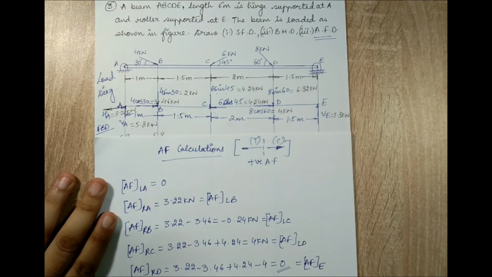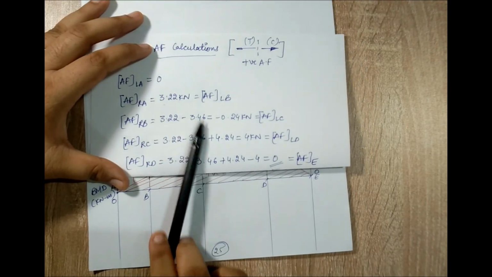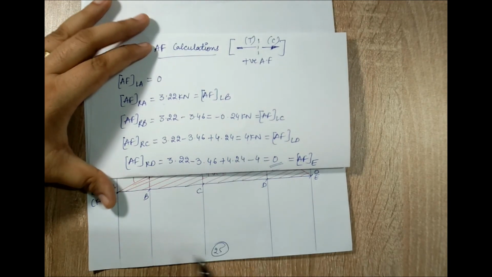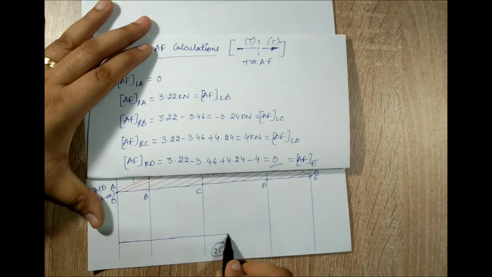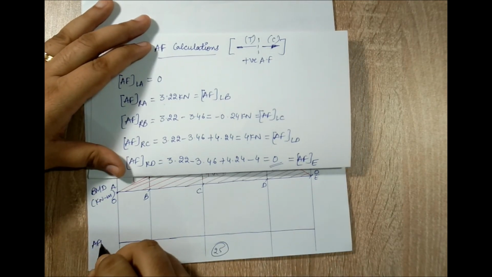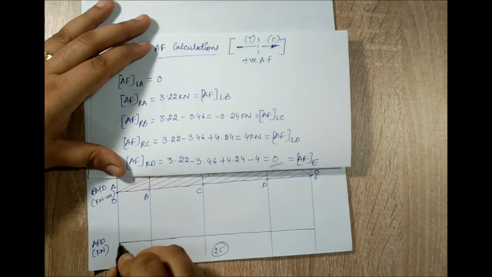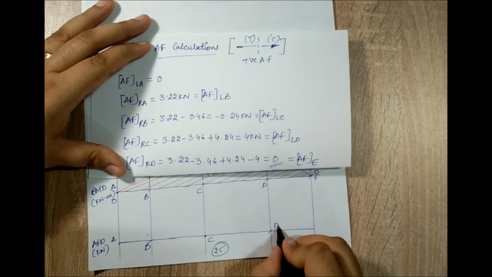Now we will plot it. If you look at these values, I have a positive, negative, positive. So I'll start plotting them. I have higher positive values than negative values. So I'll draw the graph somewhere here. This is AFD. The unit is kilonewton. This is point A, this is point B, point C, D and E.